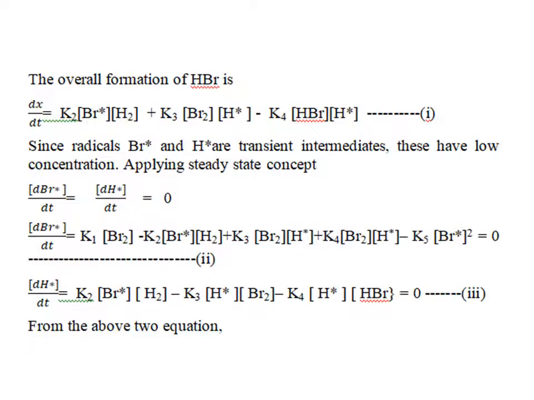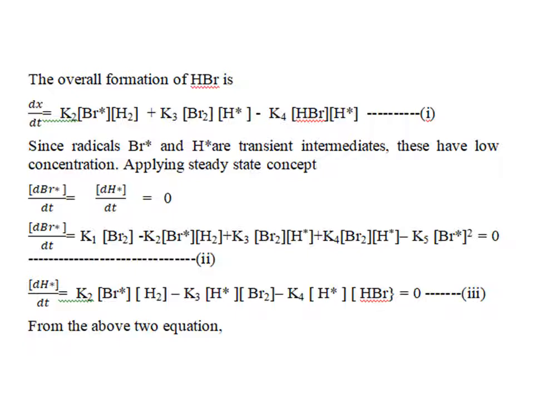Now, dear students, the overall formation of HBr, dx over dt, is equal to K2 into the concentration of bromine radical into the concentration of hydrogen, plus K3 into the concentration of bromine into the concentration of H*, minus K4 into the concentration of HBr into the concentration of hydrogen radical. This is equation number 1.